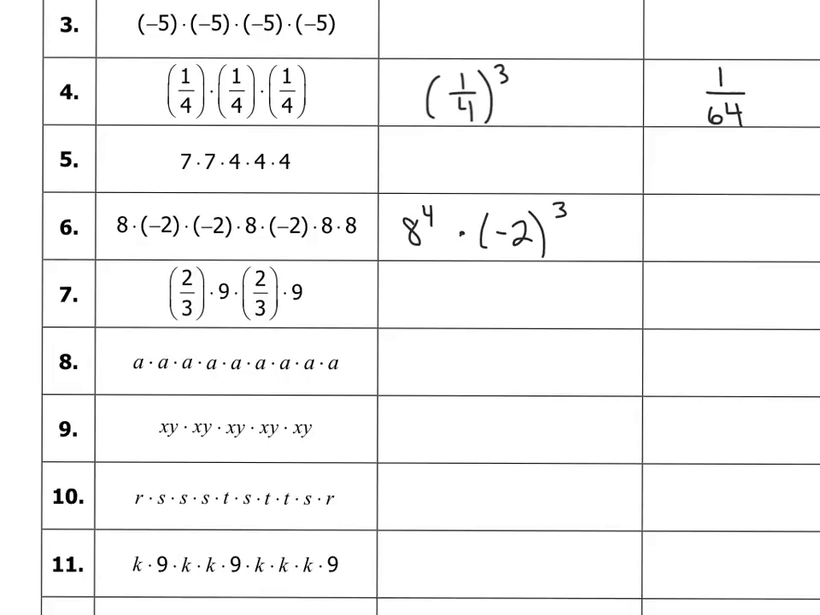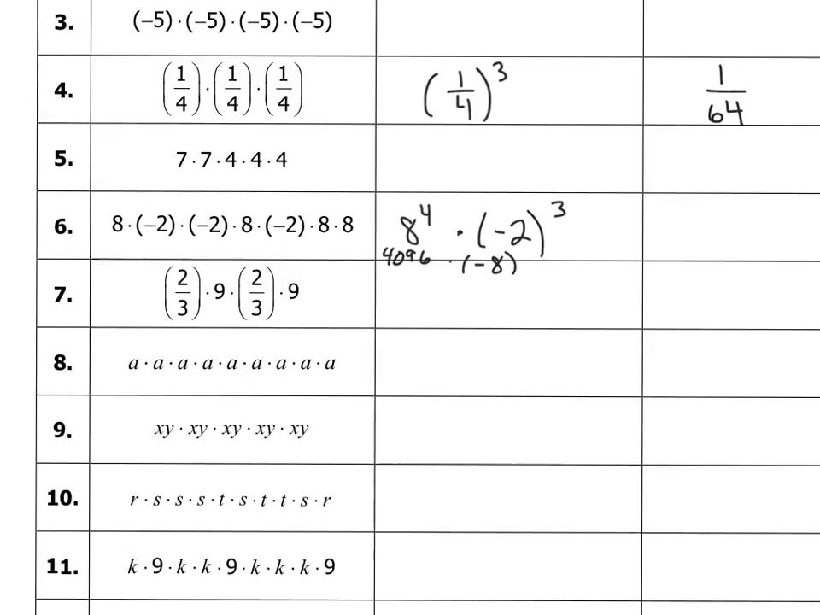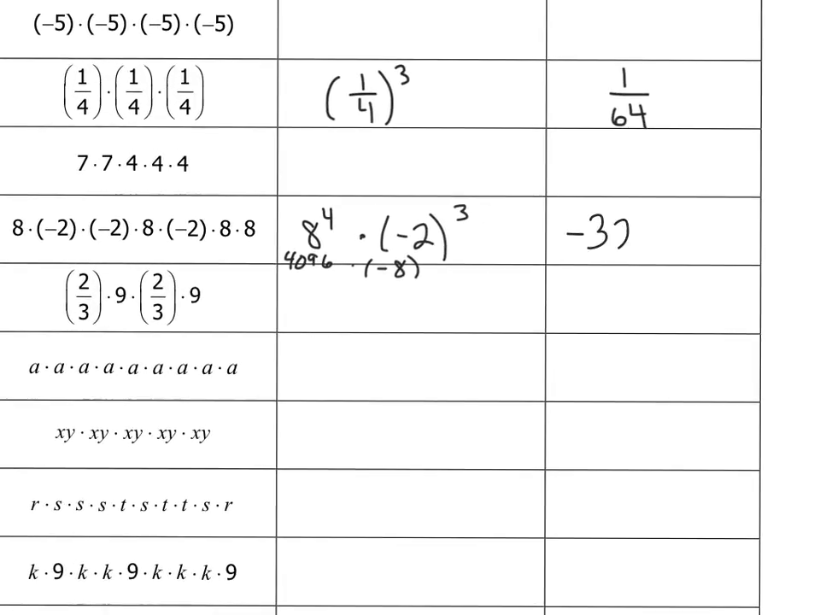In this case, what I would suggest doing is taking 8 to the 4th power, so that's 8 times 8 times 8 times 8, and evaluating that, which on a side note would be 4,096. And then we would multiply that by -2 multiplied by itself 3 times, which is going to give us an answer of -8. So if we multiply those, we end up with a value of -32,768.